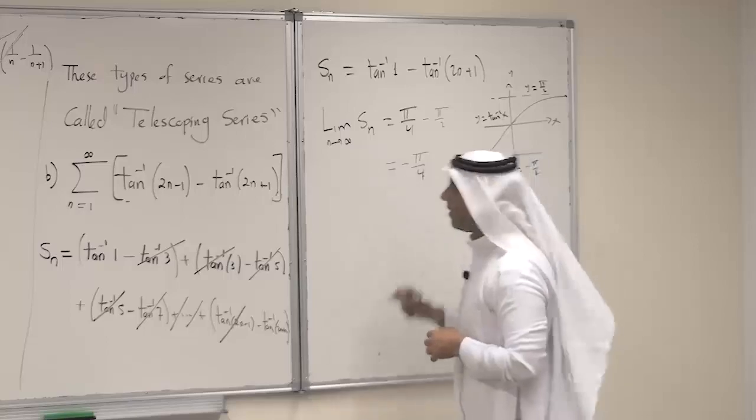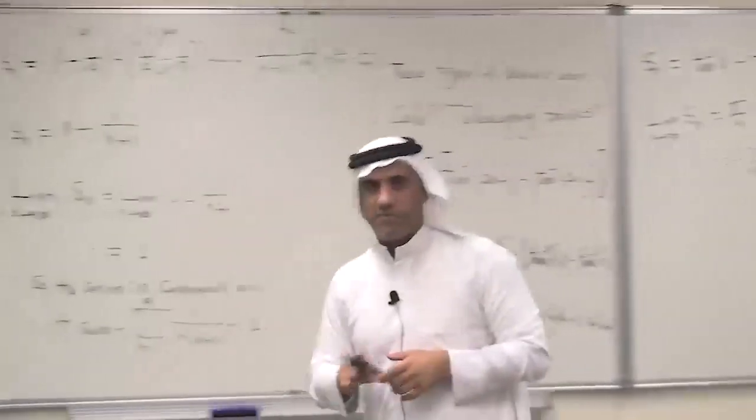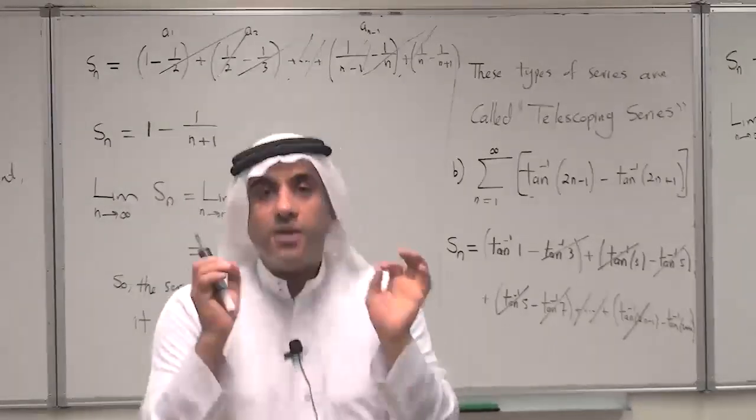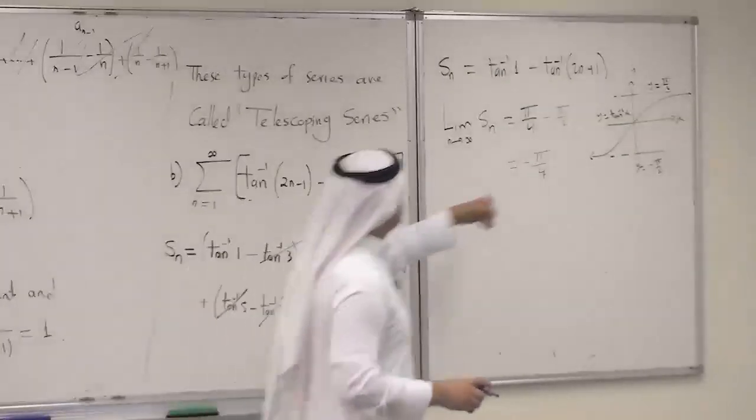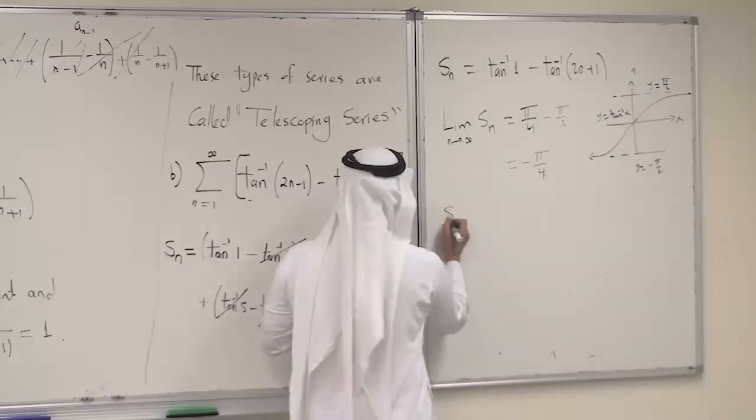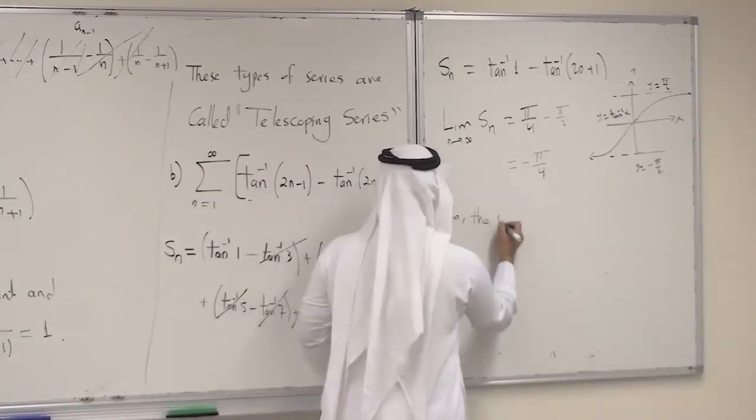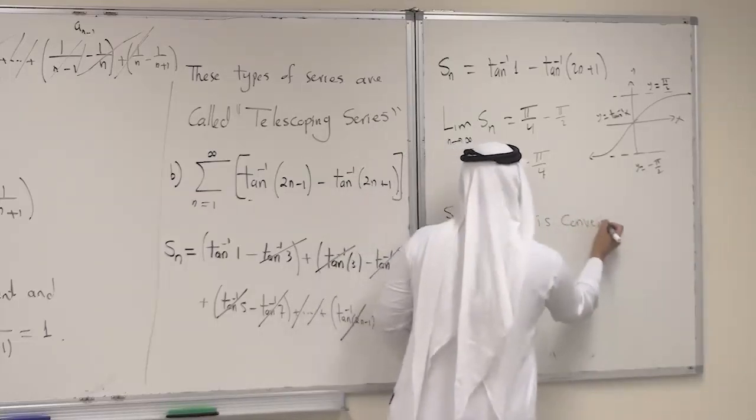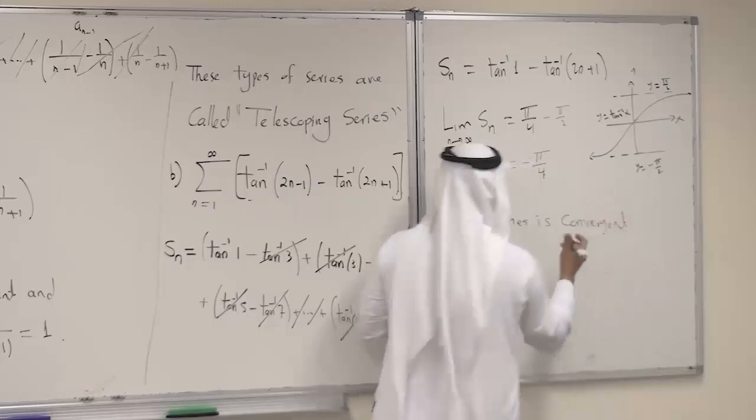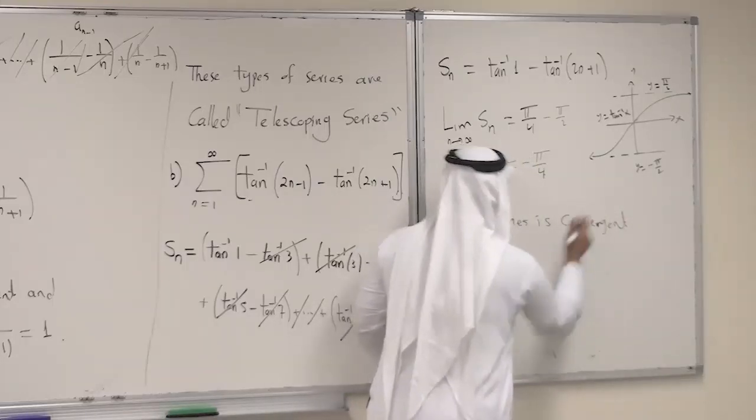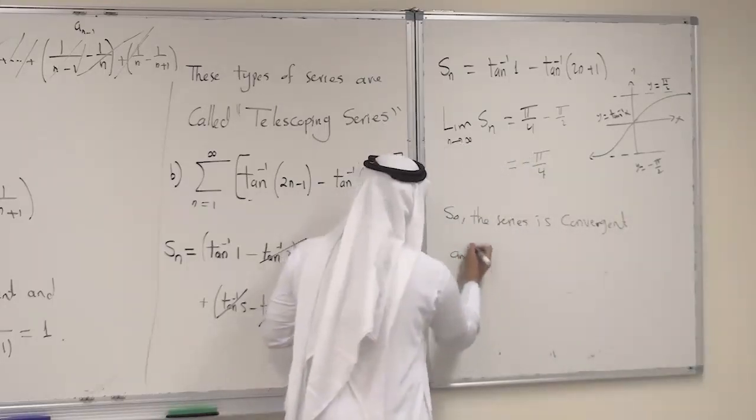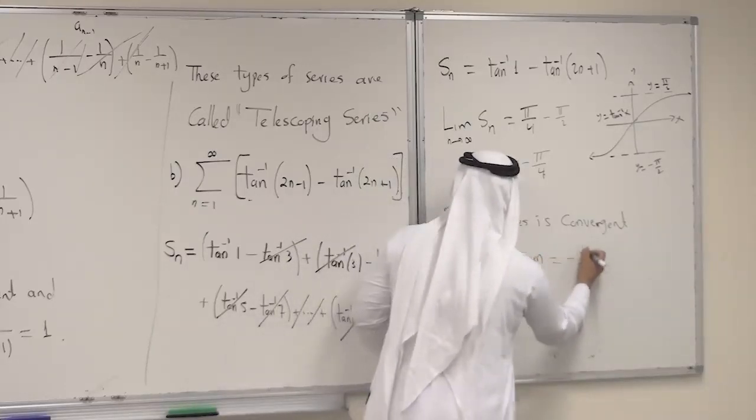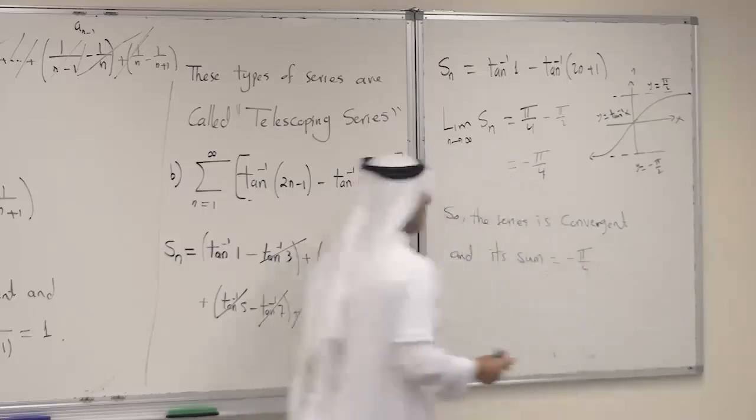So what can you say now about the sequence of partial sum? It is convergent. And in that case, the series itself is convergent. Not only convergent, the sum is equal to minus pi over 4. So the series is convergent. Why is it convergent? Because the sequence of partial sum is convergent. And not only this, its sum is equal to minus pi over 4.